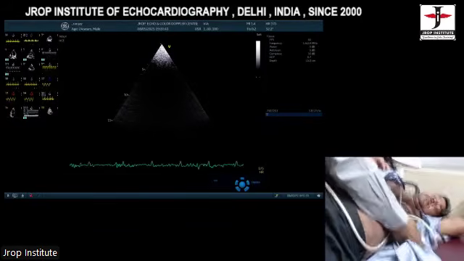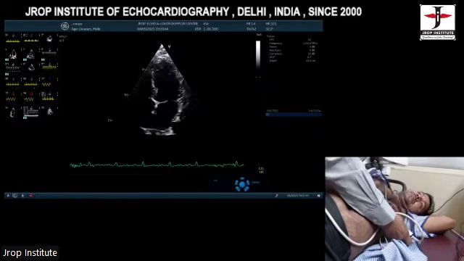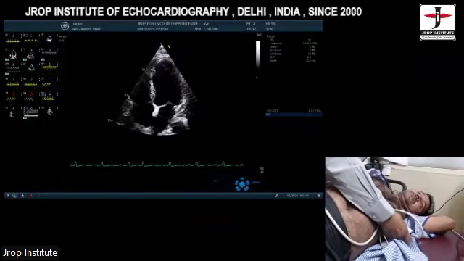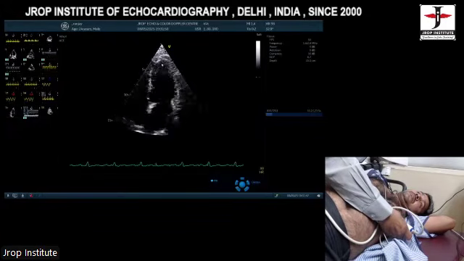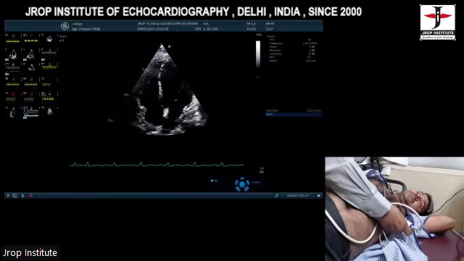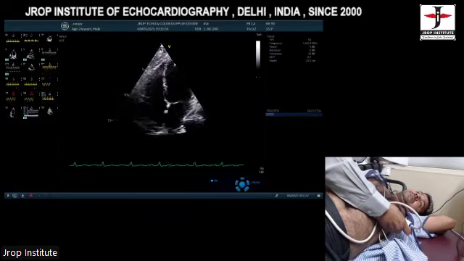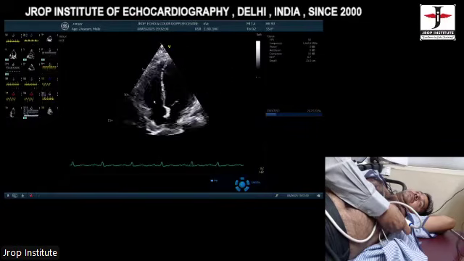Look, this is our 4-chamber view, correct? My apex is in the sector. This apex is right in the sector. Now look at my hand movement. I'm going a space up. My apex has gone away. And this is RV-RA focused.